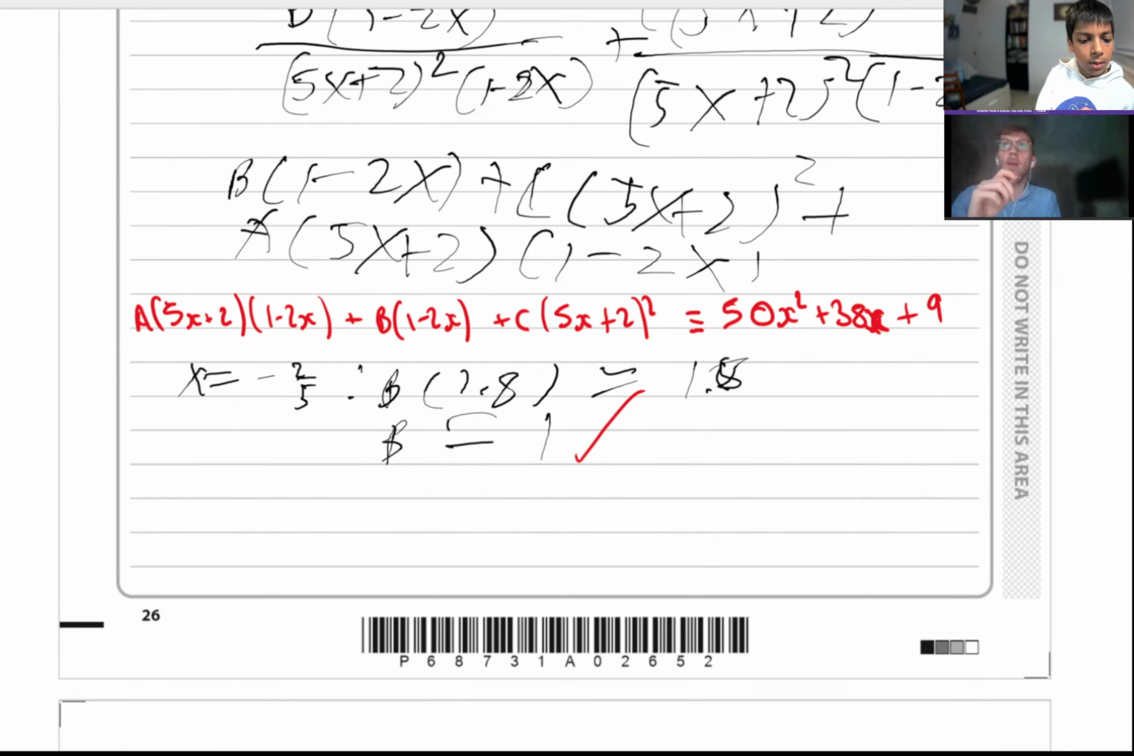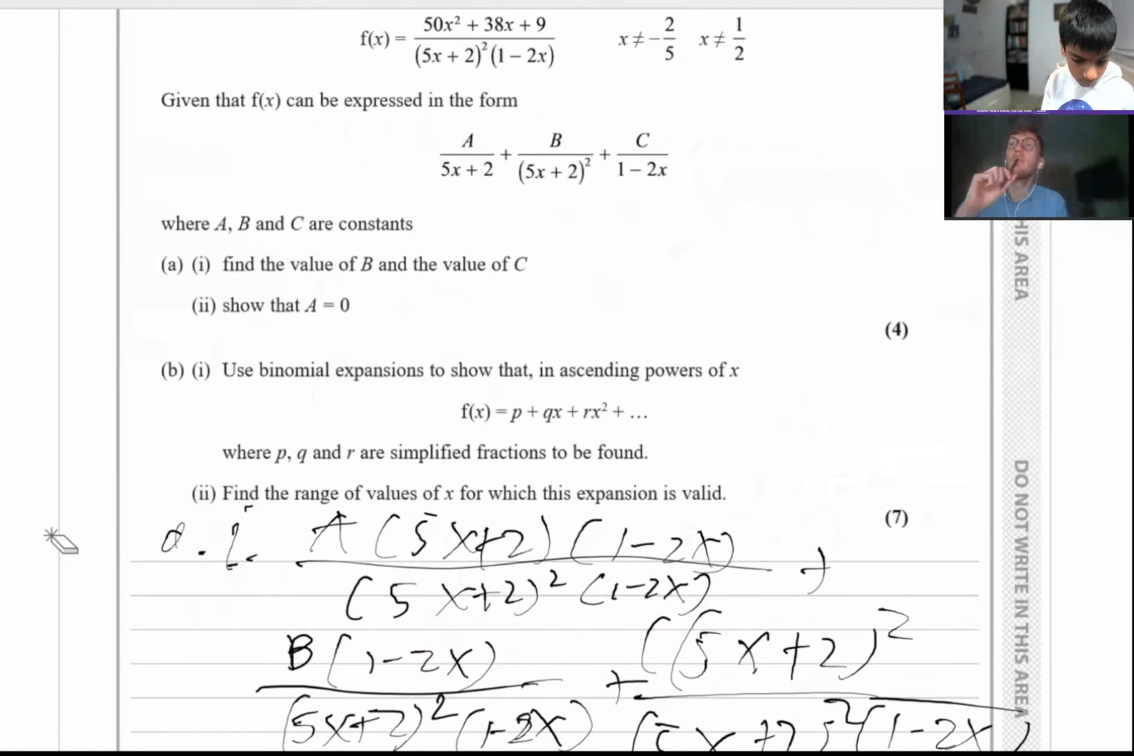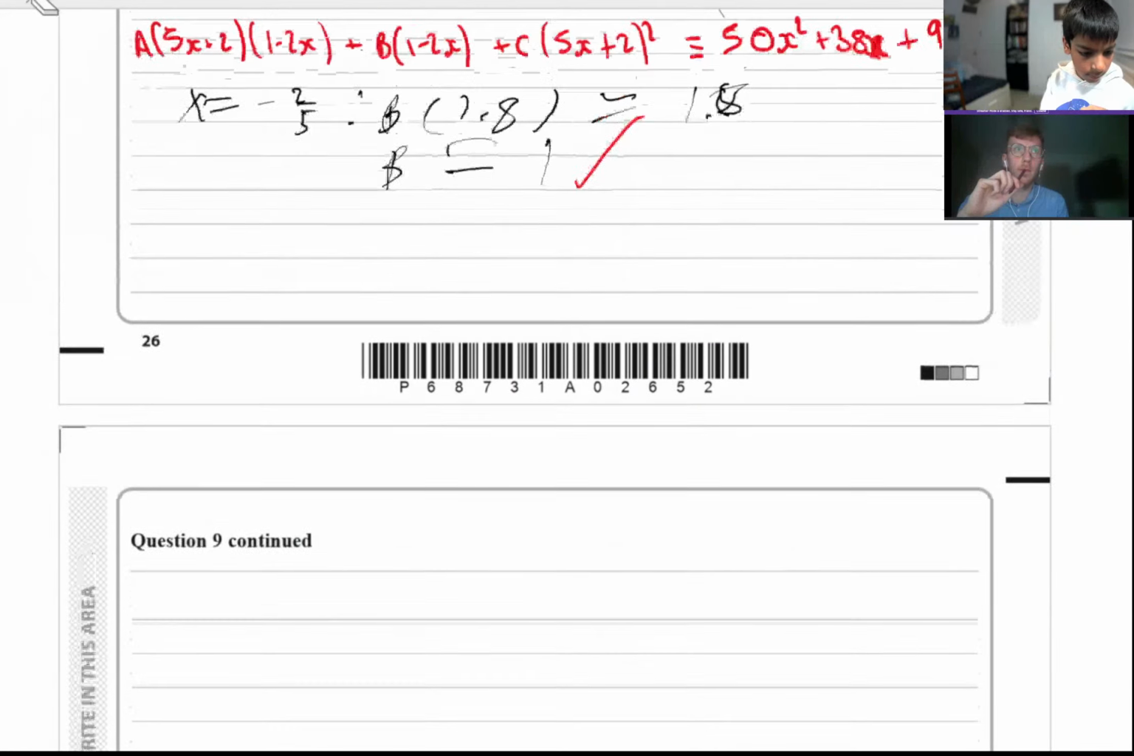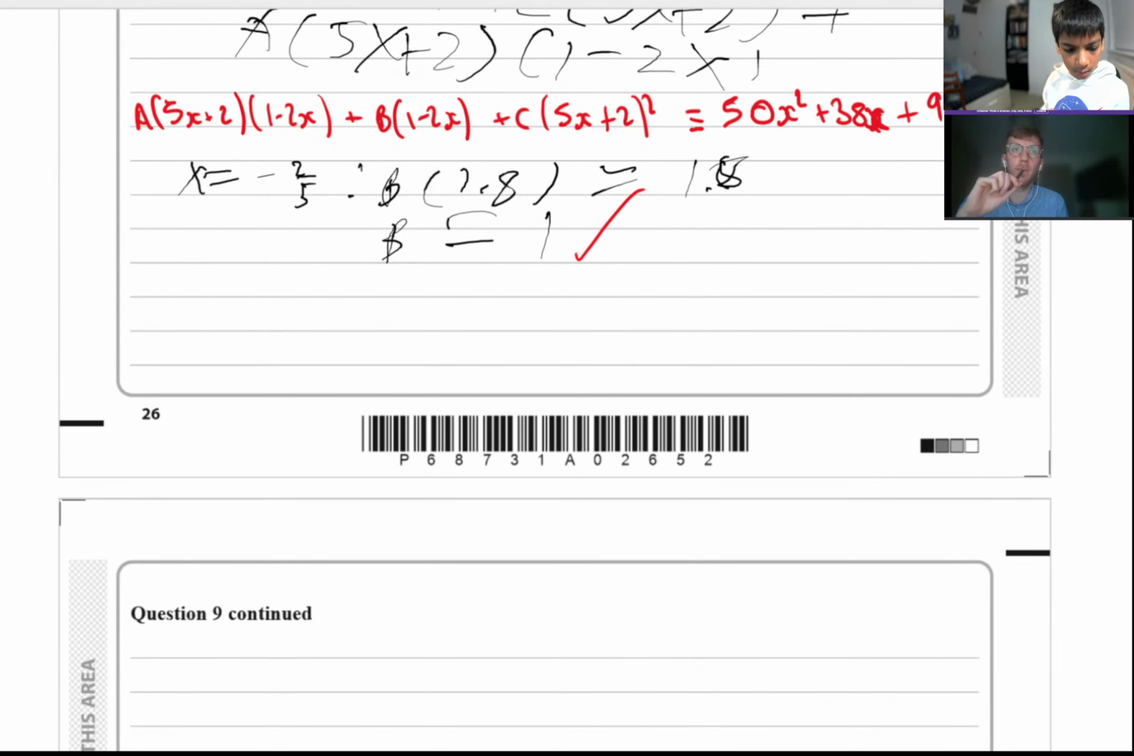And then, find the value of A and the value of C. So C, and then if we sub in a half, that'll make B and A go to 0. Excellent, yeah, that's what we want to do. Let x equal a half. And we get C times A.